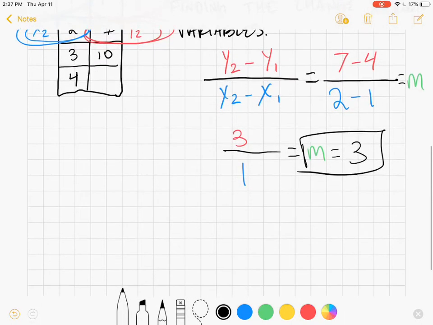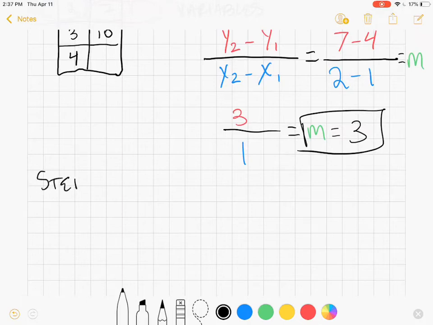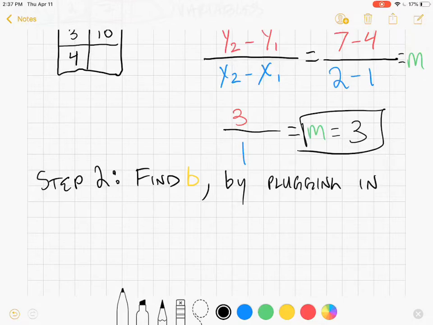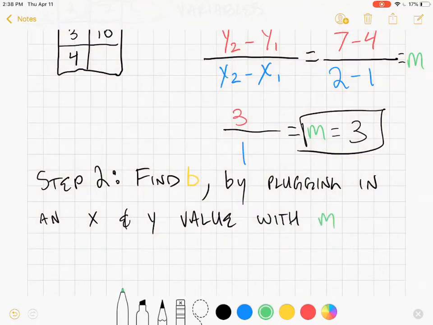Now we're going to move on to step 2. Step 2 is to find b. Step 2 is to find b. And we do that by plugging in an x and y value with m and solving for b.